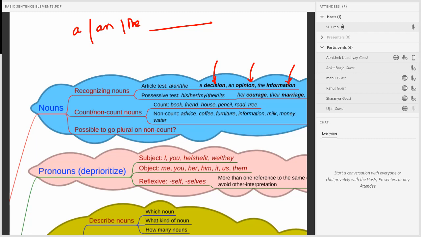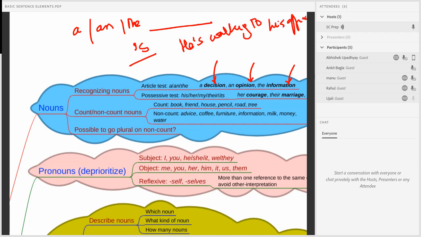Now, the same thing, or pretty much the same thing, you can get with something called the possessive test. Now, you have these apostrophe S structures. Apostrophe S is used very commonly in English to form the contraction of a verb. So, for example, if I say he's walking to his office, what is that apostrophe S doing over here? What does it mean in this sentence?